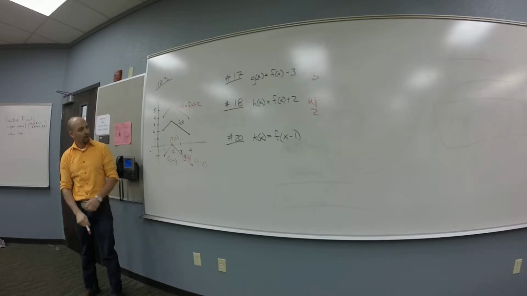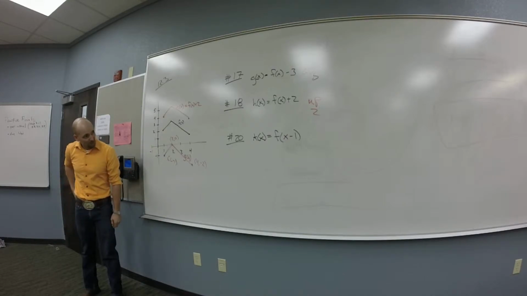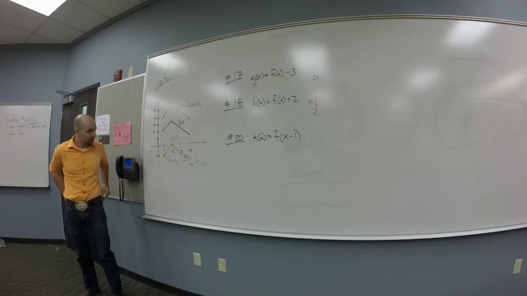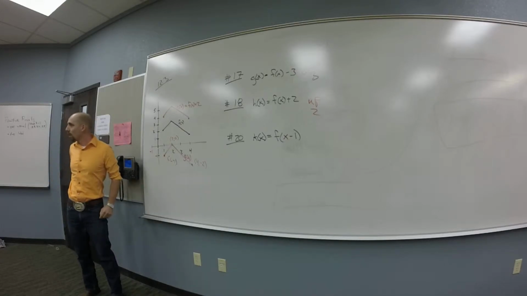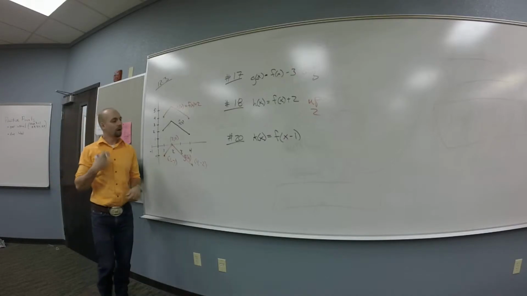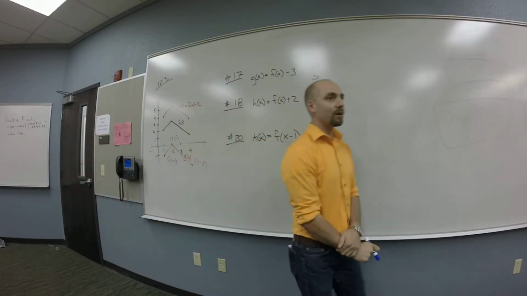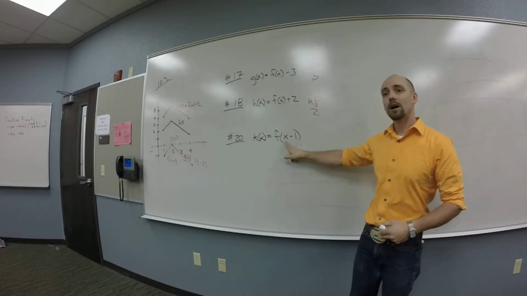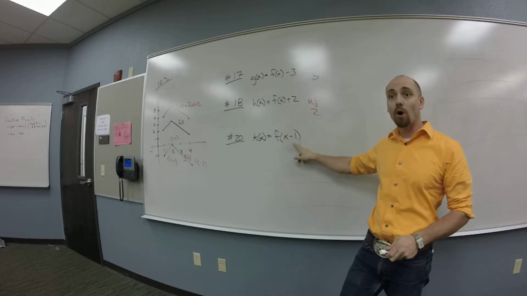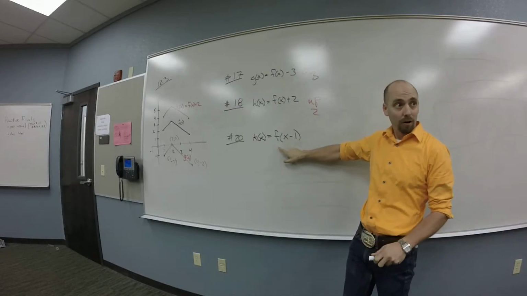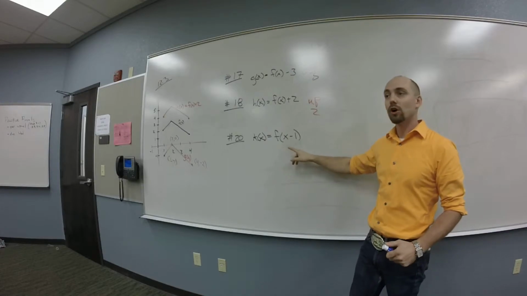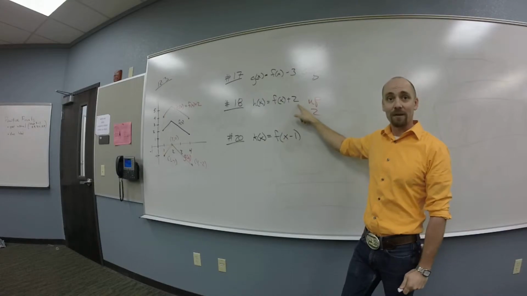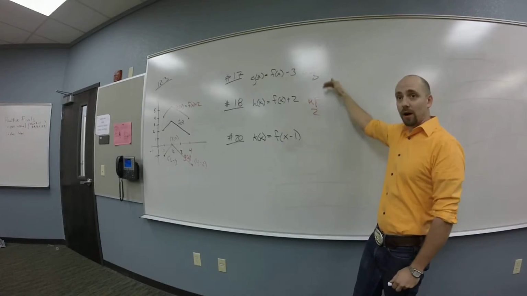Okay, so how about 20? So how do I tell that this one's not an up or down shift? It's happening inside. You guys see that? If I plug an x in here, I subtract 1 before I do the function rule f to it, right? On these guys, the adding is happening after I did the function rule. That's an up or down shift.